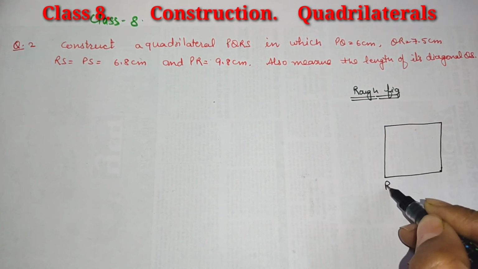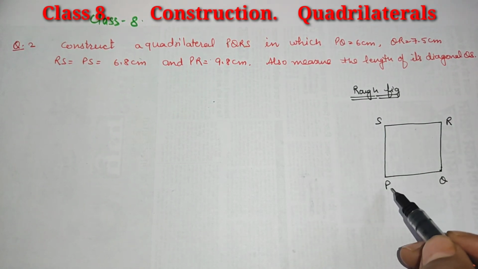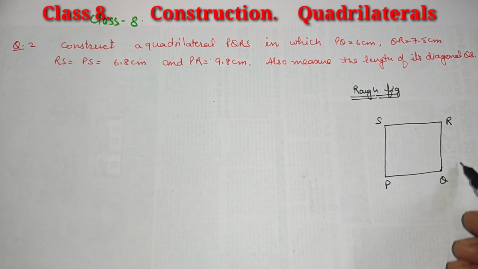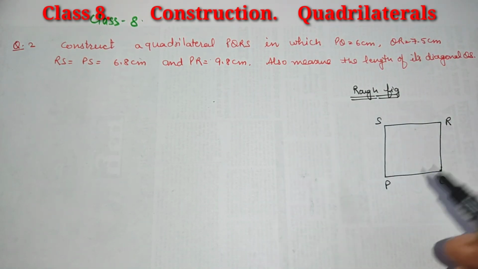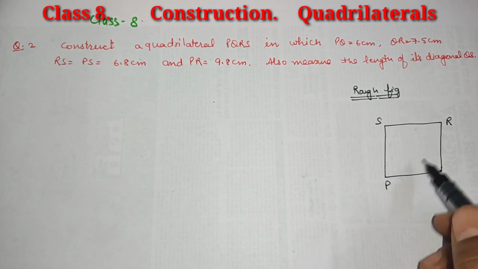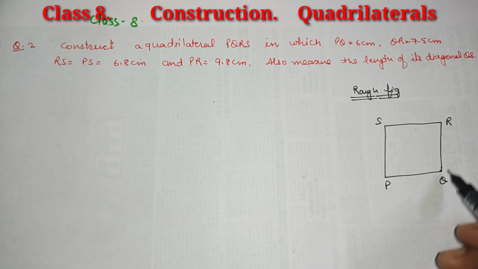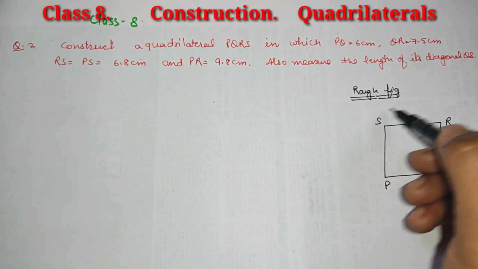Name it PQRS. Just see how I have given the name. I have rotated my hand outside the figure. I am not overlapping the figure like this way. It's the wrong method. In a previous video also I told you how to name the quadrilateral PQRS. I have moved my hand anti-clockwise. You can move it clockwise also.